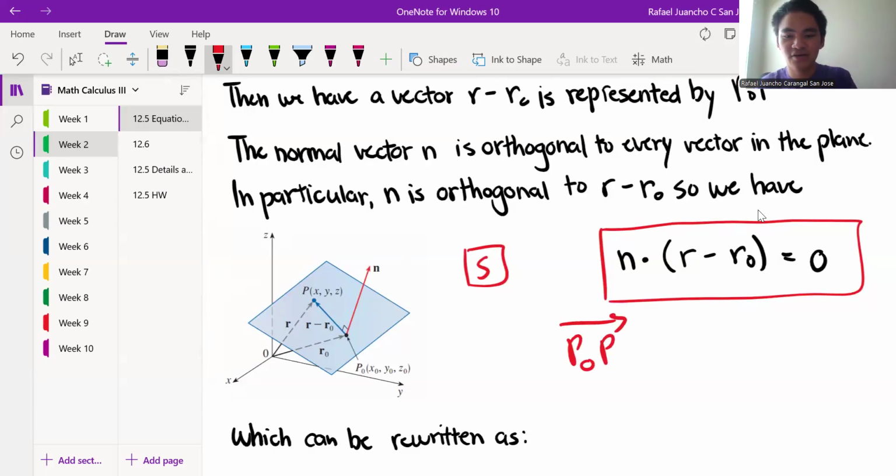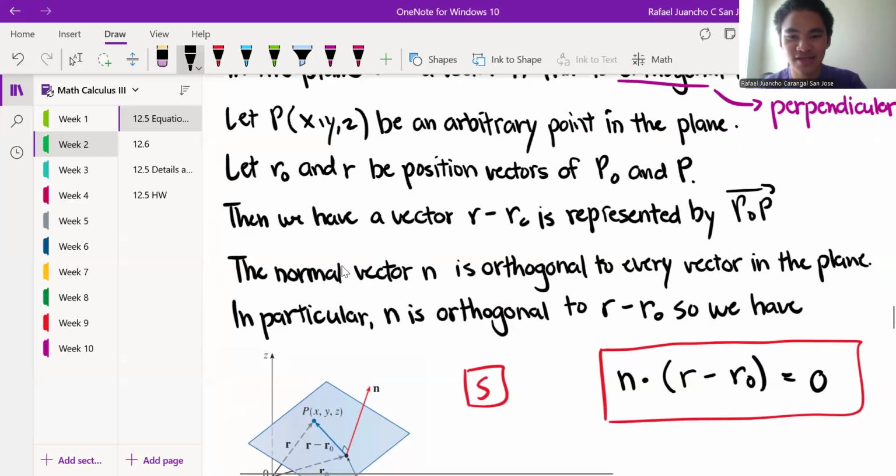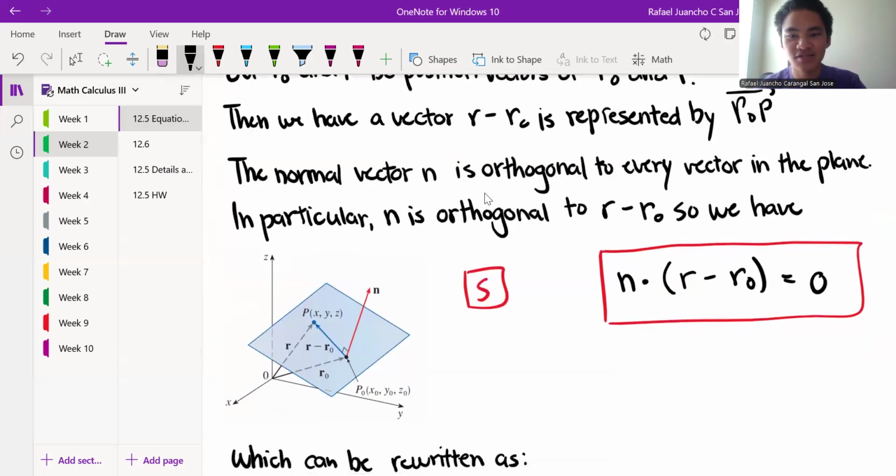And we put that right arrow on top to say that it's a vector. That's true because this is P naught and this is P, so it goes from P naught to P. And here, the normal vector n is perpendicular to every vector in the plane.